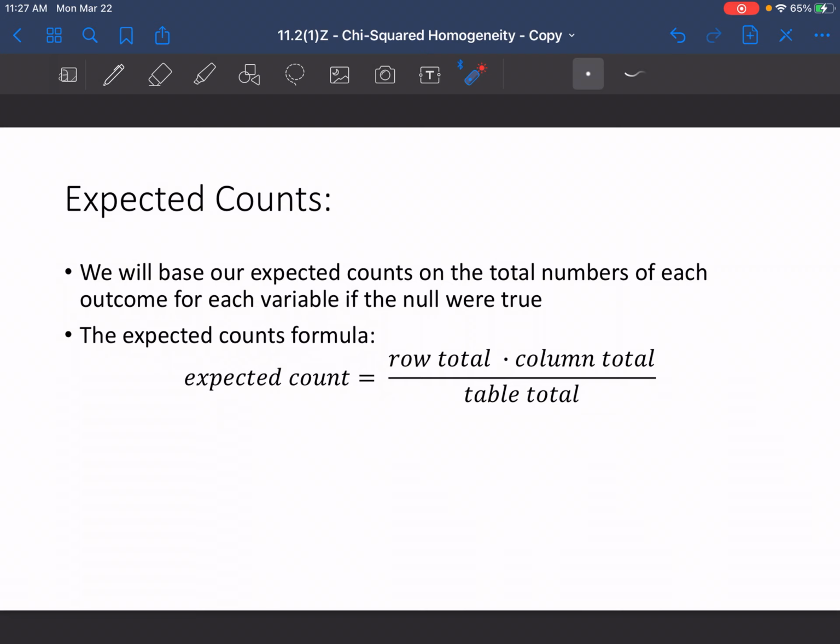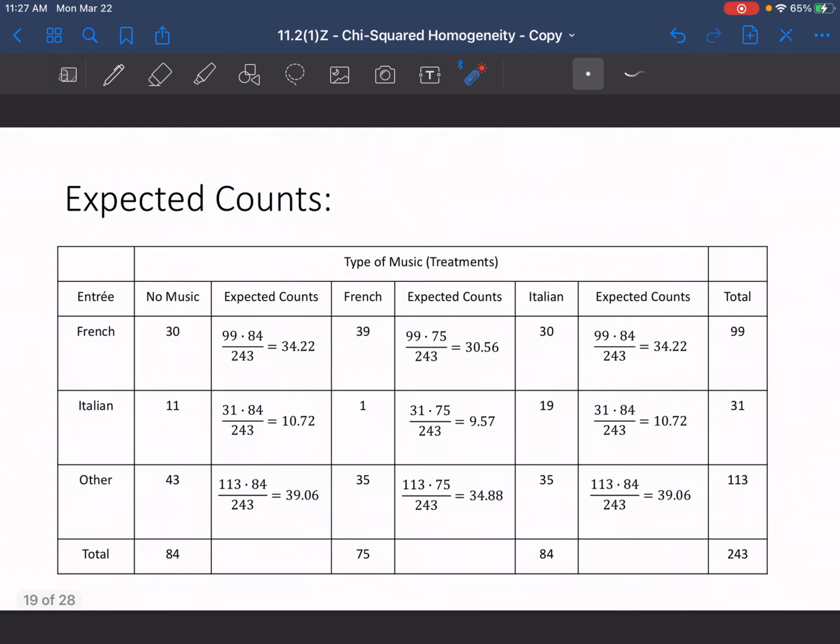Now, how you find the expected value is basically this formula. So we will base our expected counts on the total numbers of each outcome for each variable if the null were true. And so what we need to do to find that expected count is take the row total times the column total and divide it by the table total. So when we're looking at expected counts for each one of these scenarios, which again, a scenario is a French entree being ordered when no music is playing, an Italian entree ordered when no music is playing. All that represents 2 separate outcomes that could have happened, basically.